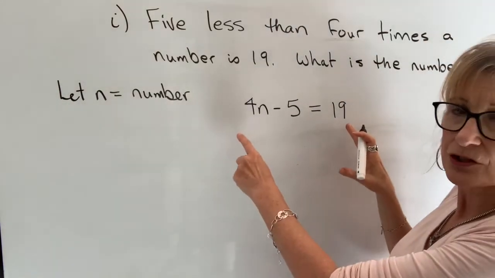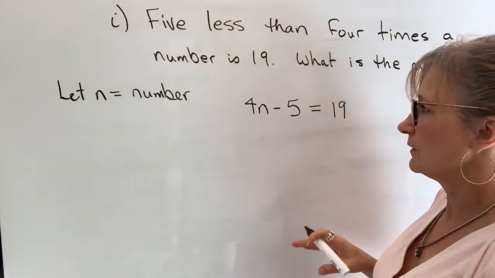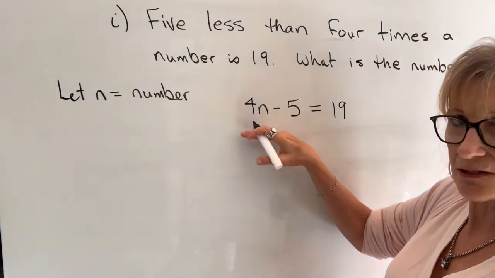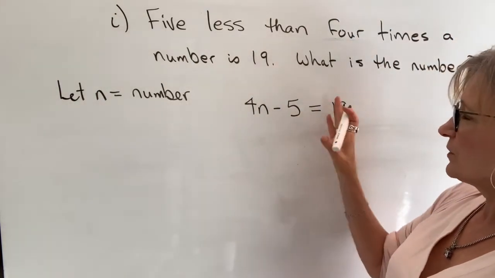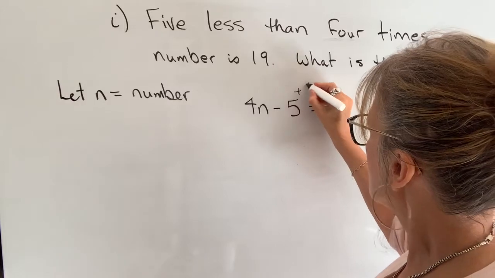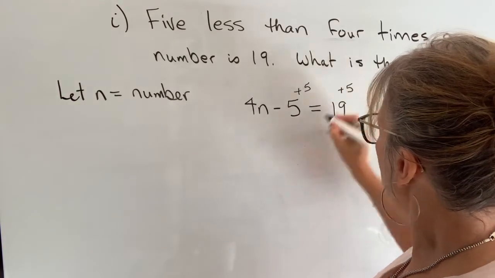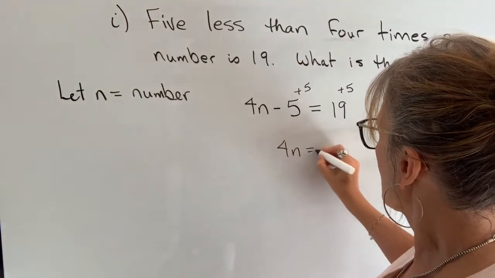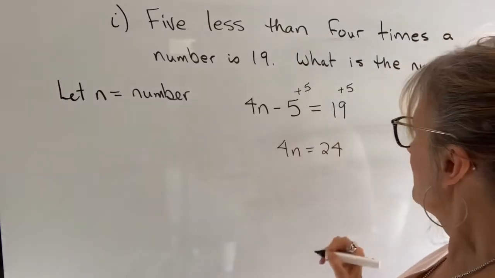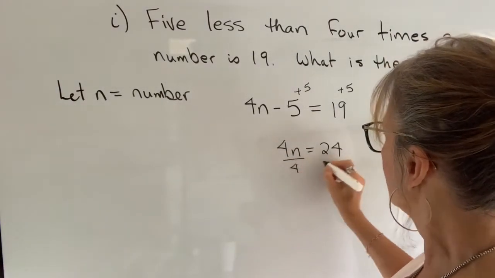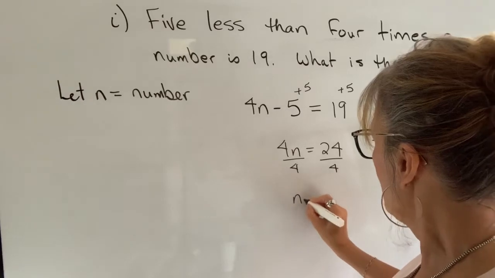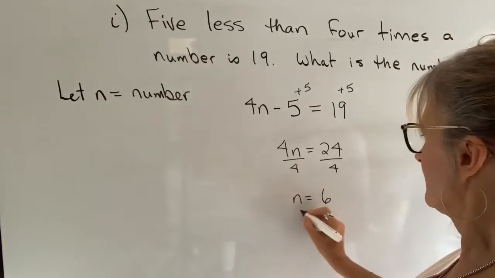Once you have the equation, the rest is usually a lot easier. It's getting this equation, that's the tricky part. Now we just solve. We're going to add 5 to both sides. So 4n will equal 24. Now I'm going to divide by 4. And my answer is 6.